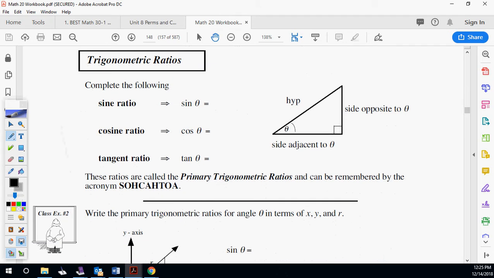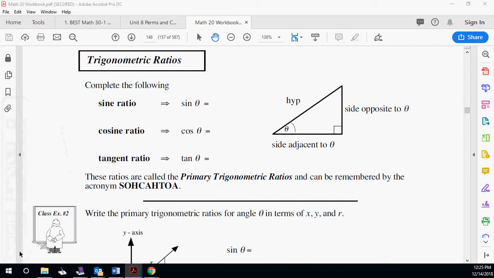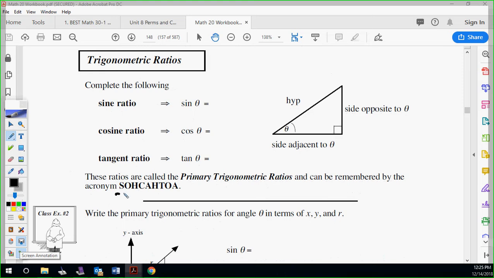So now we're going to set up the ratios. These are from the ratios you probably remember from Math 10, SOHCAHTOA, right? That's the acronym that's commonly used for remembering your ratios. If you don't know what that stands for, sine is opposite over hypotenuse, the O and the H. Cosine is adjacent over hypotenuse. Tangent is opposite over adjacent, the O and the A. SOHCAHTOA, that's how you can remember.